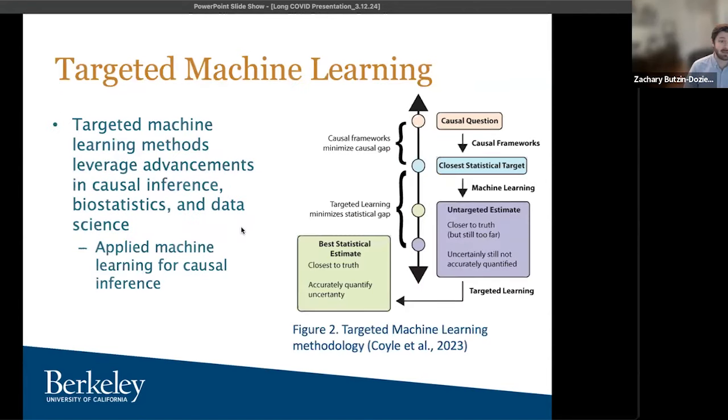So now onto the analysis methods that we're going to cover. This is really just going to scratch the surface of this analysis approach, which is targeted machine learning, also known as a causal inference roadmap approach. But I just want to give enough of a context so you can see why these methods fit so well with this data source and research question. So targeted machine learning methods are essentially applied machine learning for causal inference, and they leverage advancements in causal inference, biostatistics, and data science.